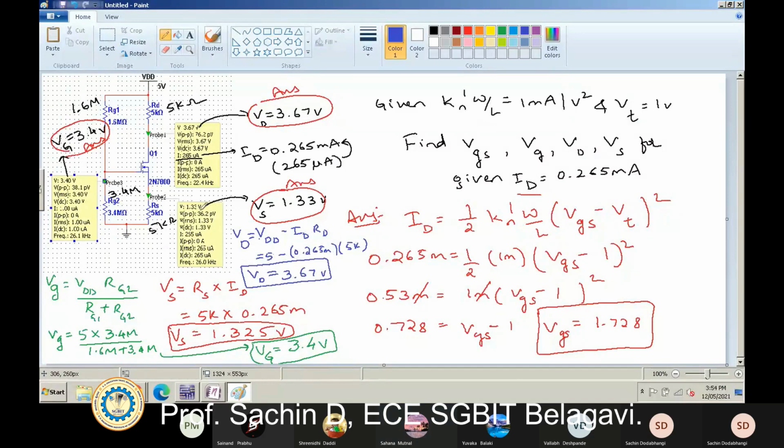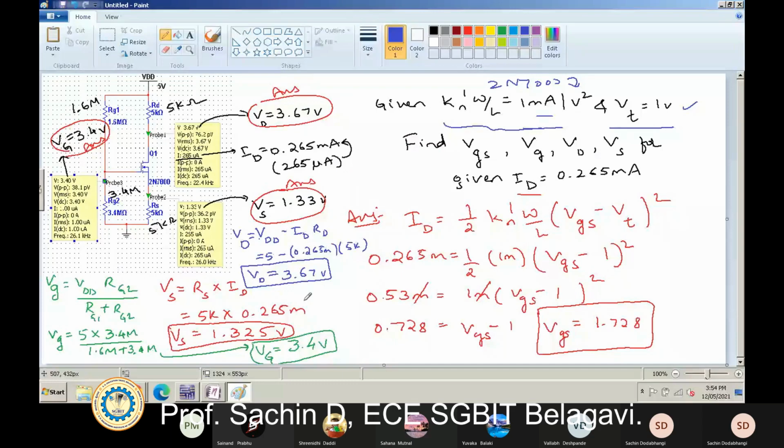Now check all these answers, the practical answer with the theoretical answer. So hope all are the same, right? All are of the same value. Even Kn dash W by L for the transistor 2N7000. For this transistor, I have taken Kn dash and VT. Threshold voltage for this is 1 volt, and for this Kn dash W by L it is 1 milliampere. If I substitute those, I got this value.